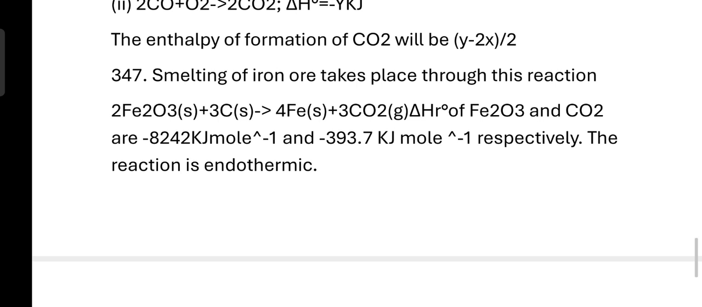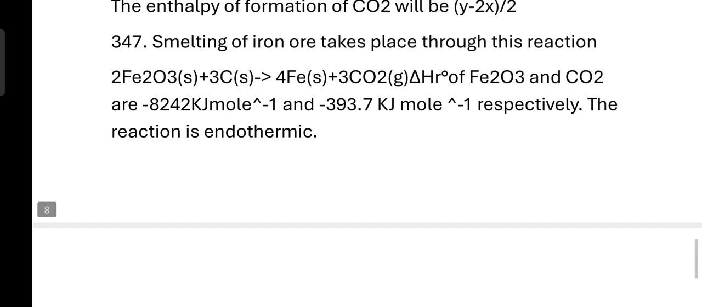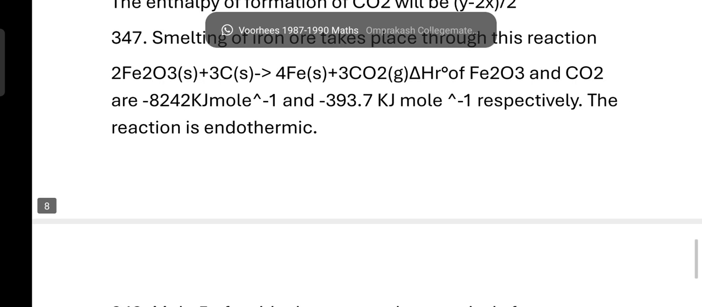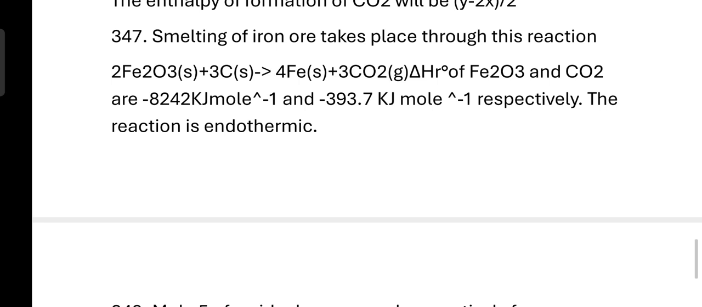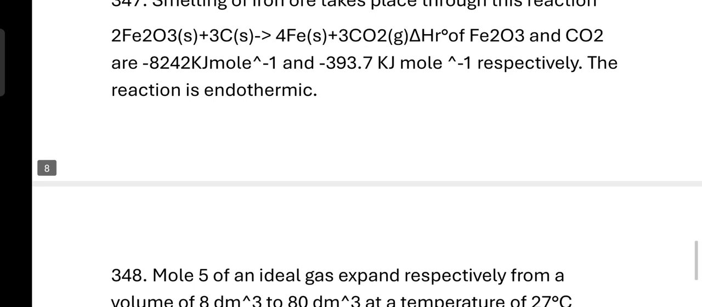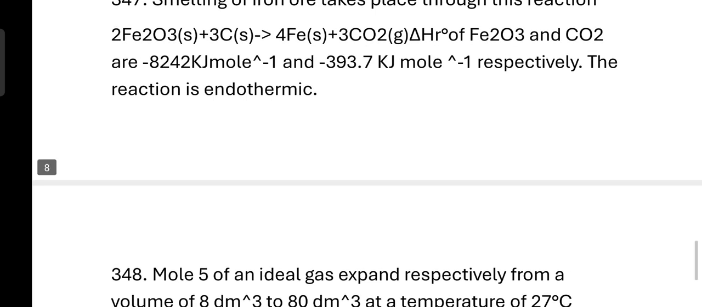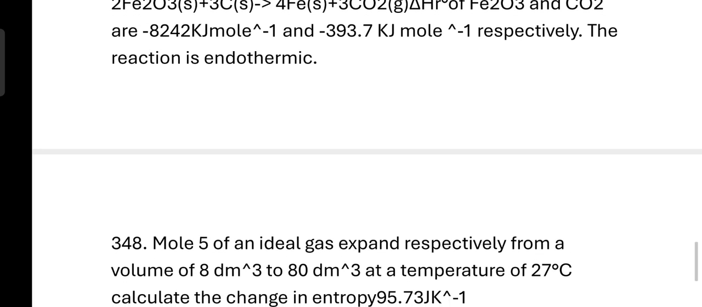Smelting of iron ore takes place through this reaction: 2Fe2O3 solid plus 3C solid gives 4Fe solid plus 3CO2 gas. Delta fH degree of Fe2O3 and CO2 are minus 824.2 kJ mole inverse and minus 393.7 kJ mole inverse respectively. The reaction is endothermic.